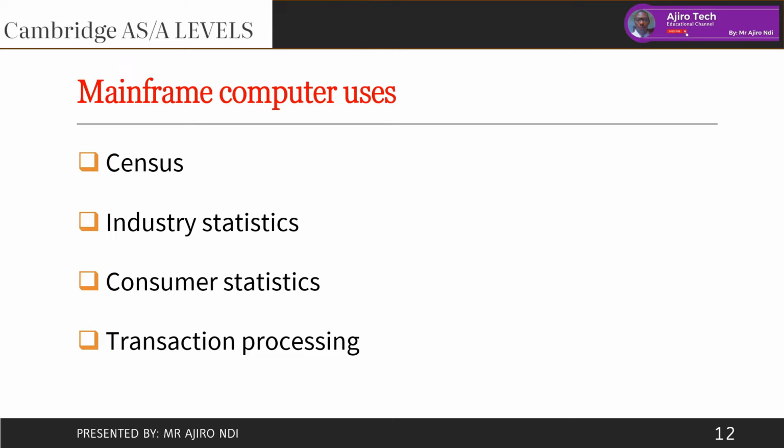The effectiveness of a transaction processing system is often measured by the number of transactions it can process in a given period of time. This is why mainframe computers are so well suited, because of the effectiveness, because of processing of the vast amount of data.